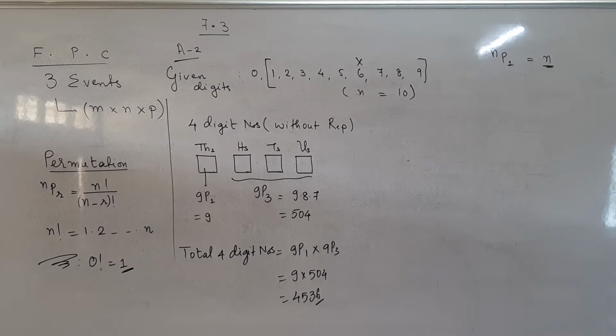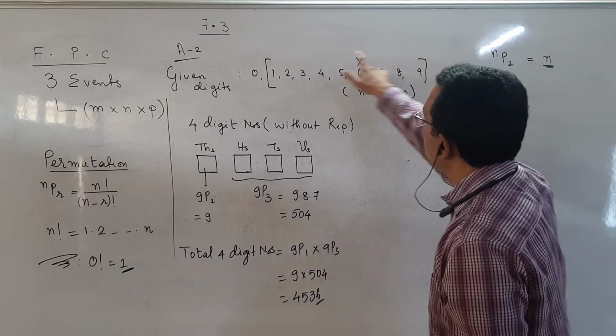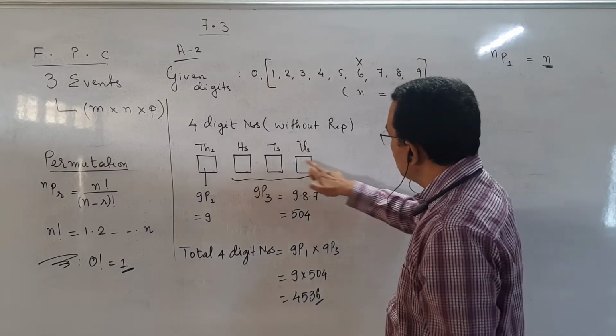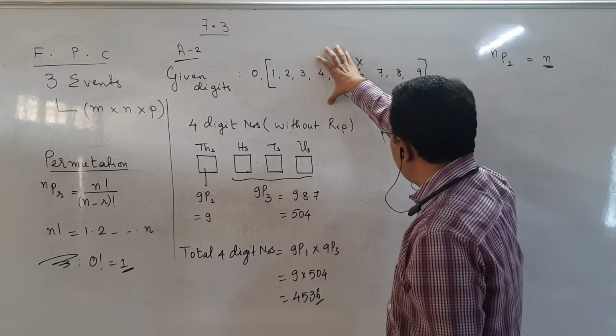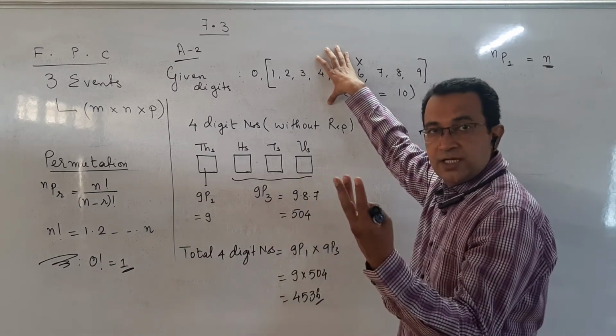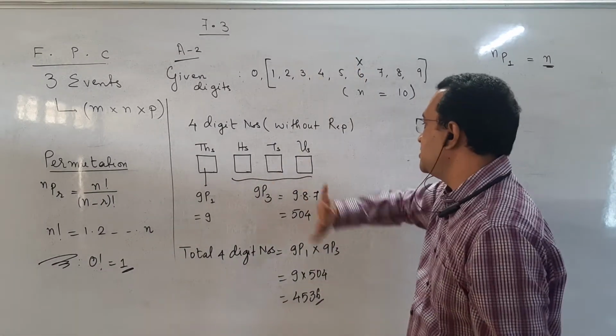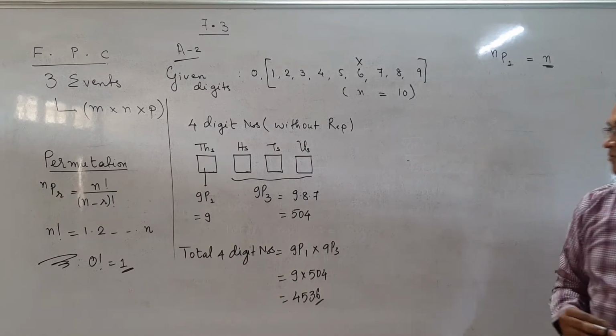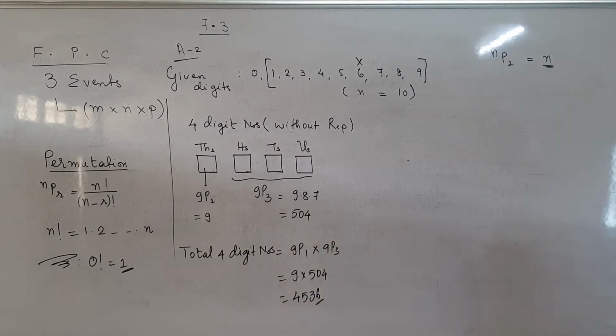Why 9p3? Say out of 1 to 9, one of the digits is arranged. So this bracket will spare 8 digits including 0, 9. So these 3 places and I have 9 digits. So I have to arrange any 3. So out of 9, any 3 digits can be arranged. The thousands place can be filled in 9 ways. So the total ways are 9 into 504, and that gives us 4, 5, 3, 6.